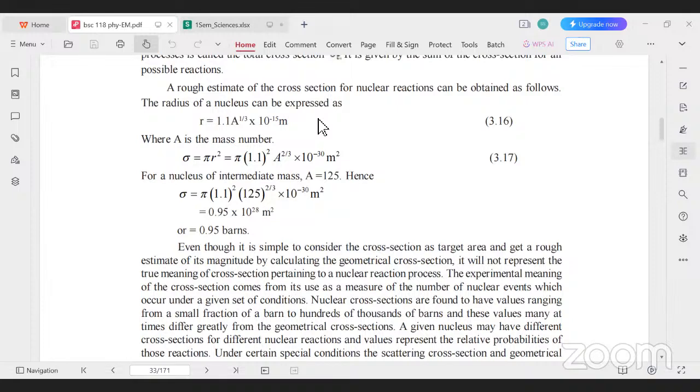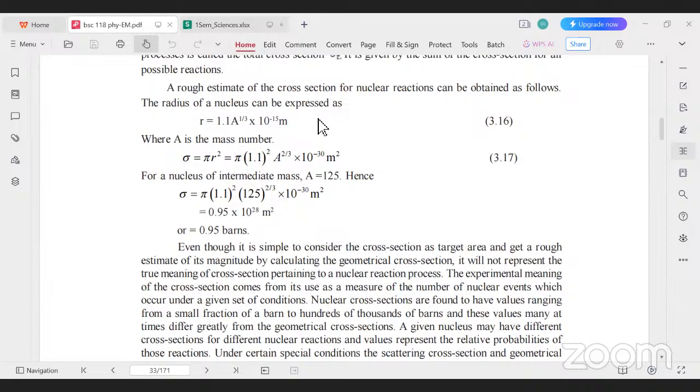This is an expression. R is equal to 1.18 times A to the power of 1 by 3 times 10 to the power of minus 15 meters, where A is nothing but the mass number. So I'm getting the second equation. I take that A value and hence find the barn value. This is nothing but a cross section as a target area, to get a rough estimation of its magnitude by calculating the geometrical cross section.